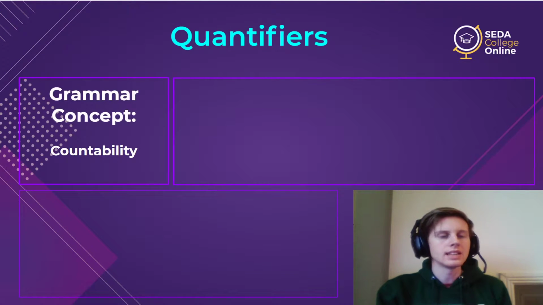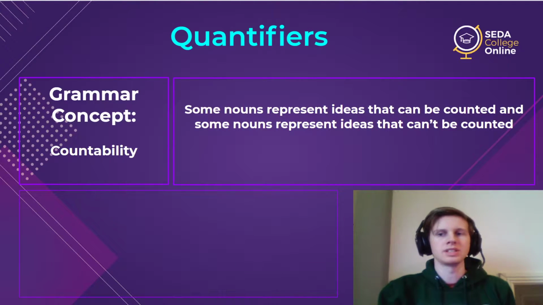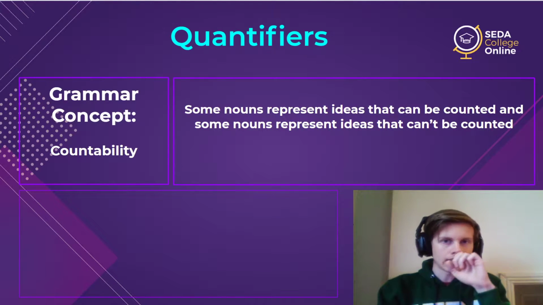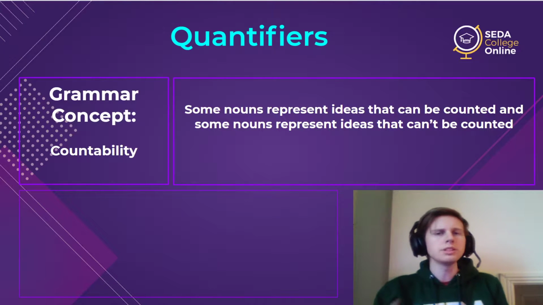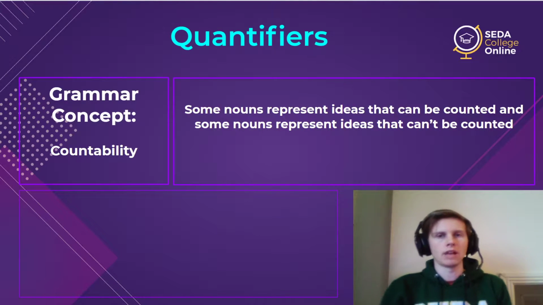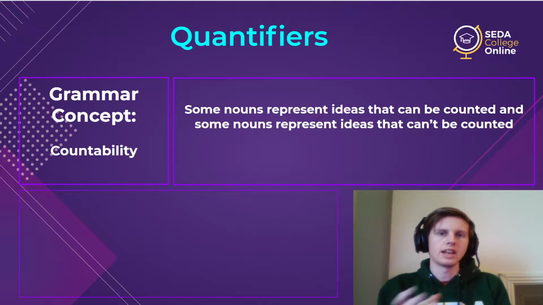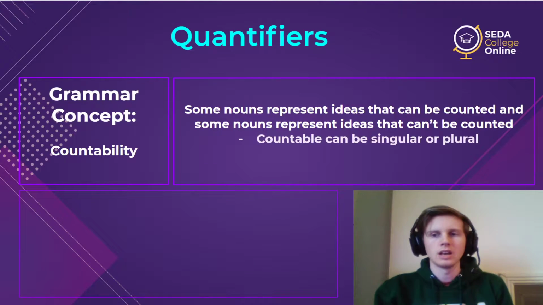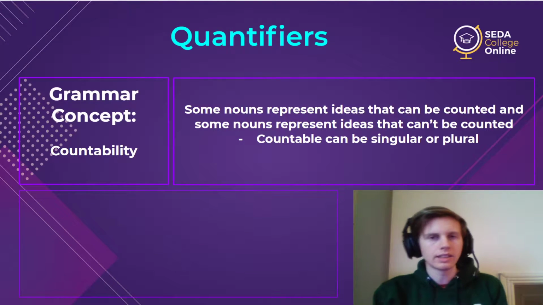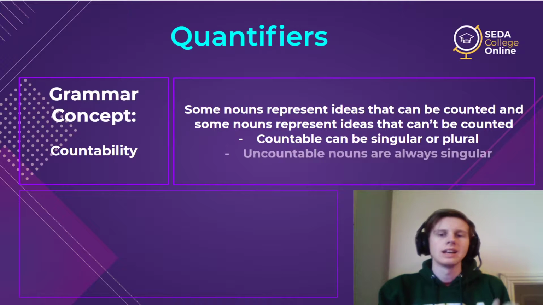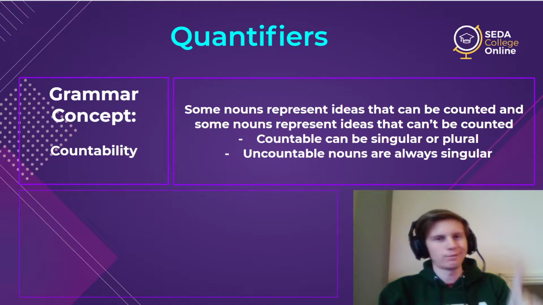So one is the idea of countability. So there are two types of nouns. Some nouns represent ideas that can be counted, and some nouns represent ideas that can't be counted. So it depends on the noun itself and the item that the noun represents. So countable nouns can be singular or plural. Grammatically, they have two forms. Uncountable nouns grammatically have one form.